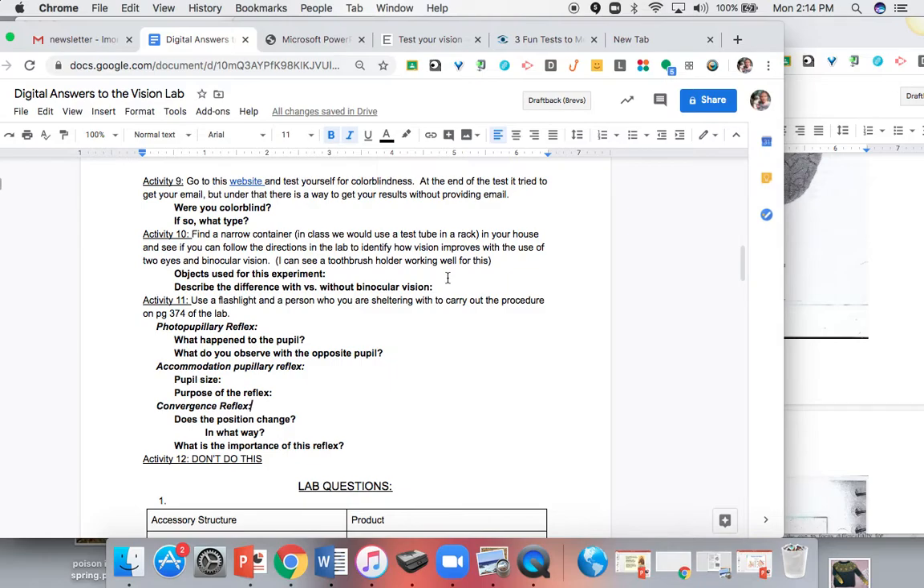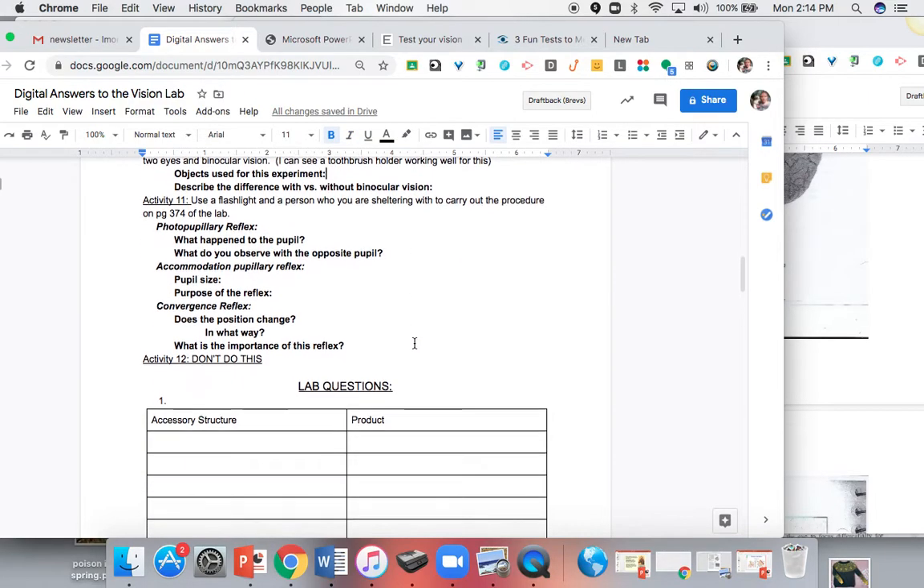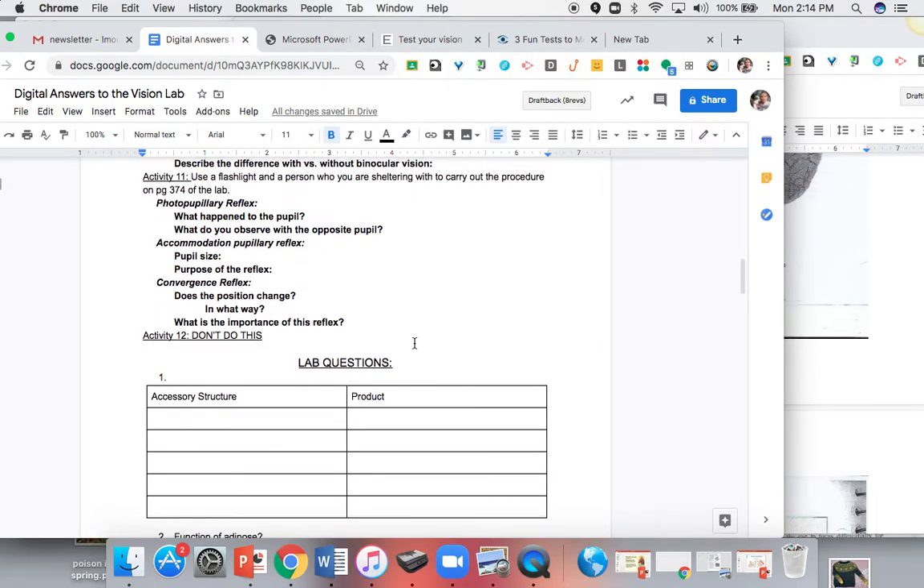Try to dunk a pencil in there with one eye closed and really wait for your vision to accommodate. Whatever you use, put it in the space here and then describe the difference with and without binocular vision. Activity 11, you need a flashlight and a person who is in your household because you're going to check their pupillary light reflex.